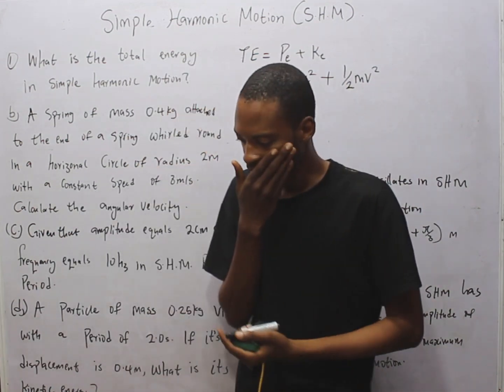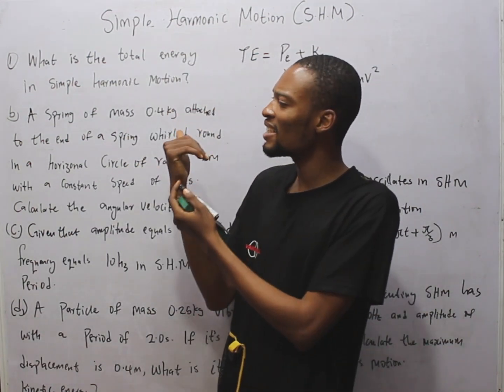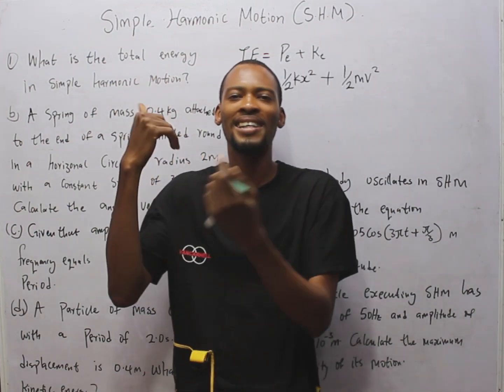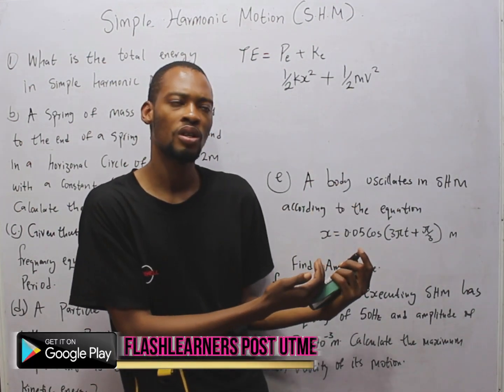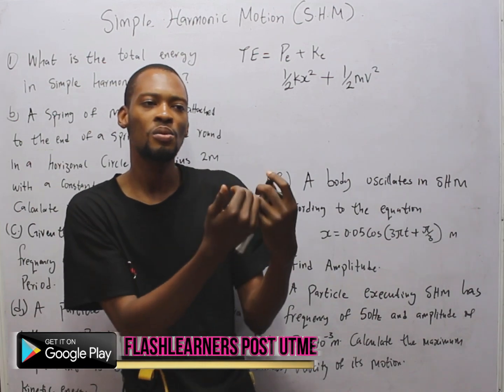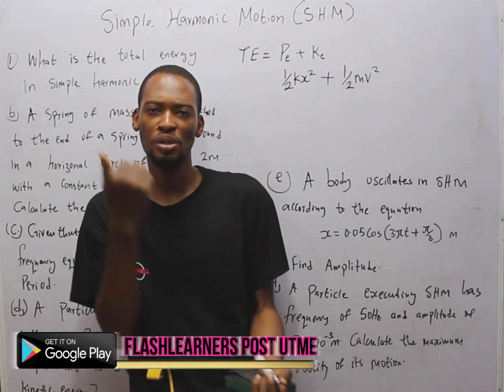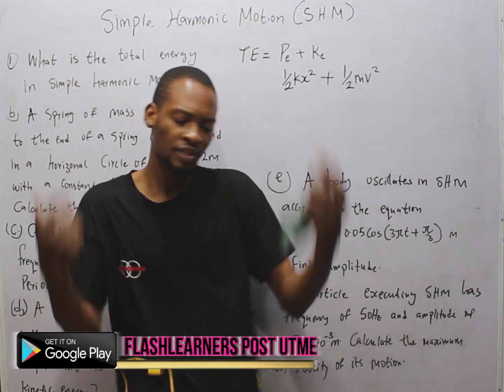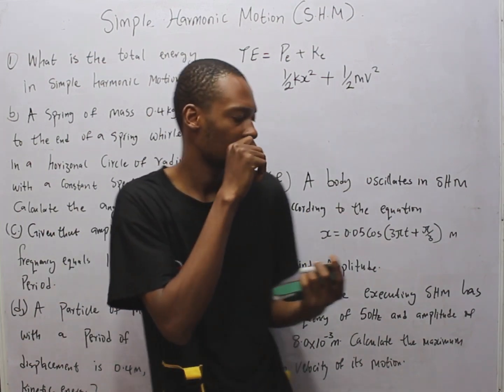Look at something else. As potential energy gets to maximum, kinetic energy becomes 0. As kinetic energy gets to maximum, potential energy becomes 0. So they have this inverse relationship.